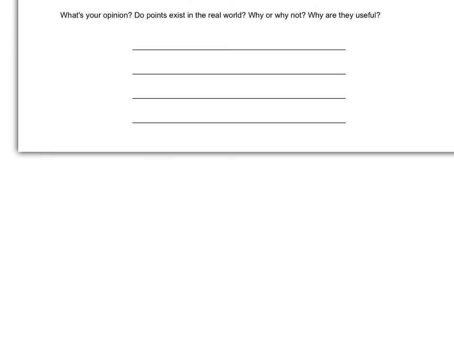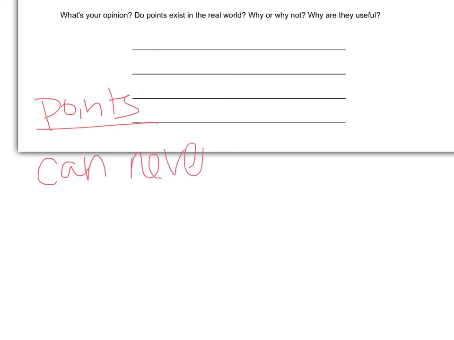So a few other things you probably want to remember, and I would probably write these down, is remember points can never overlap. They can never overlap because each point represents a different location, so they can't ever be on top of each other.